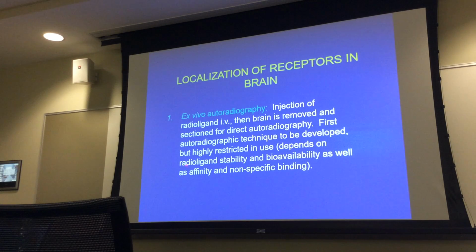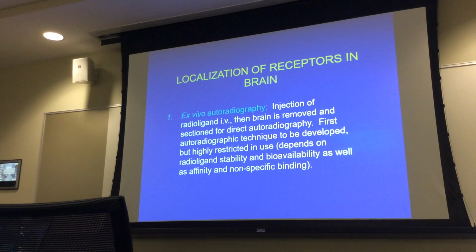This worked very well, but it was really restricted for a couple of things. First of all, radioligand stability. So if the radiolabeled drug is metabolized at all after it's injected, it's never going to get to the brain, okay? So that's going to be a major problem for a lot of drugs. So you had to choose the right kind of drug that didn't get metabolized before it actually crossed the blood-brain barrier. And that's the second point.